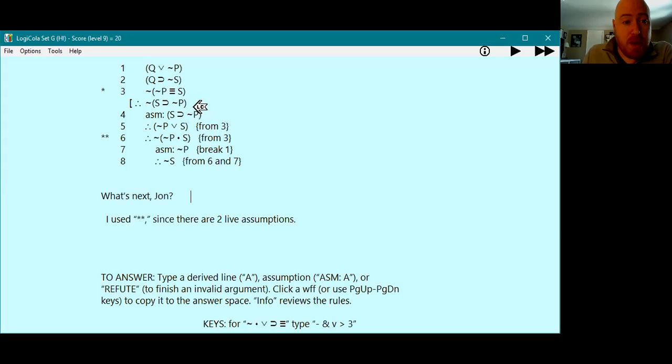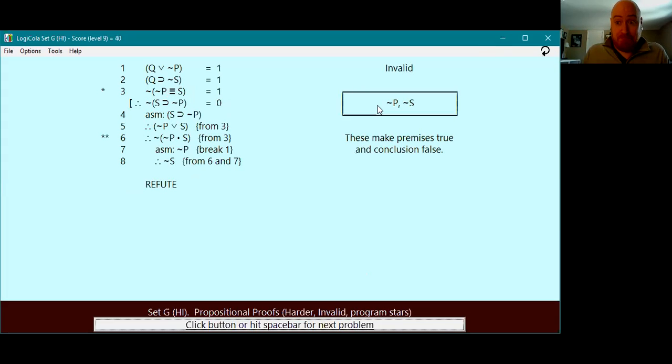Okay. So line three, I've already broken up, right? So it's not the case that not P if and only if S. Well, I've got that not P is true and not S is true. So that's enough to make this triple bar false, which makes this tilde true. And again, I've got that S is false and not P is true, which makes this horseshoe true, which makes this tilde false. So I've already got enough to refute here. I don't even need to worry about Q.